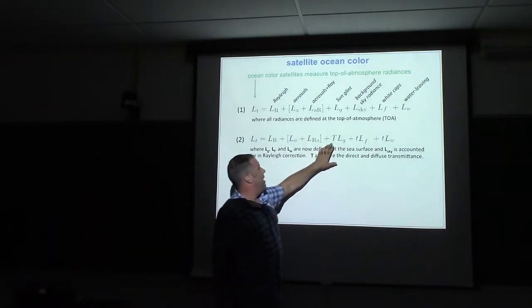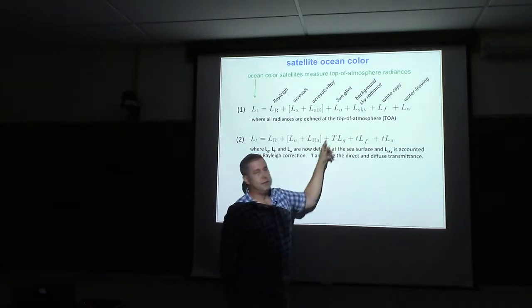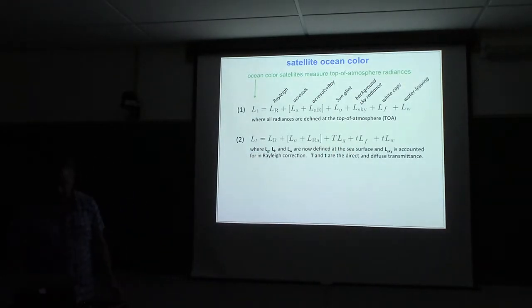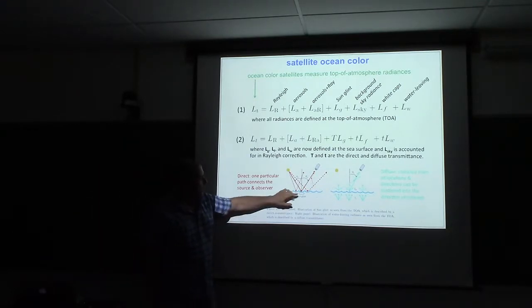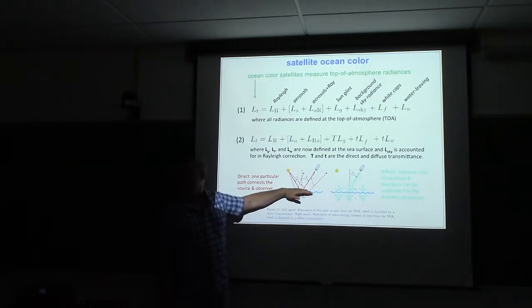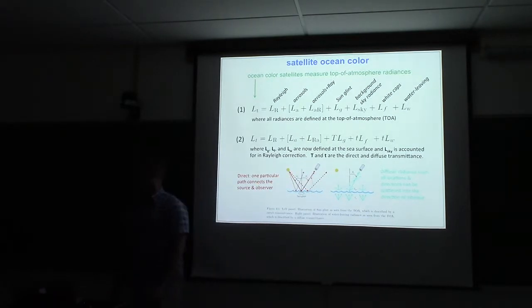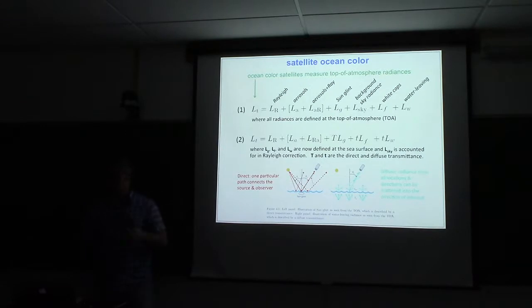L, the sky term, is accounted for in the Rayleigh correction, so we're not going to talk about that today. And now you start having diffuse and direct transmittances associated with that. Here's what I mean. There should be a little cartoon popping up. Whatever signal you have at the sea surface gets in some way attenuated as it goes back up to the satellite field of view. We're defining these in terms of transmittance.